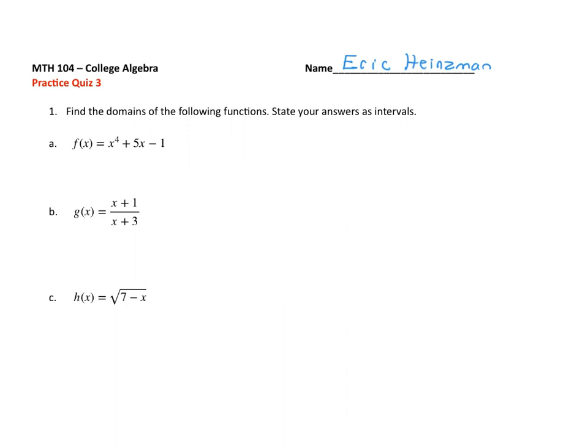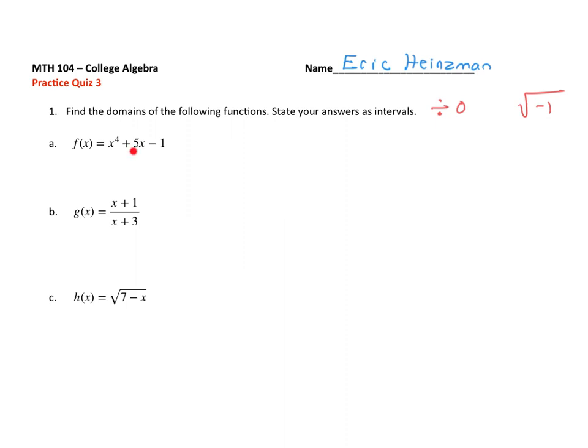So in terms of domain, I look for something that goes wrong in the function. And the two things that can go wrong are if you divide by 0, that's an issue, and also taking the square root of a negative number, like -1, for example. These two things will cause a function to be undefined.